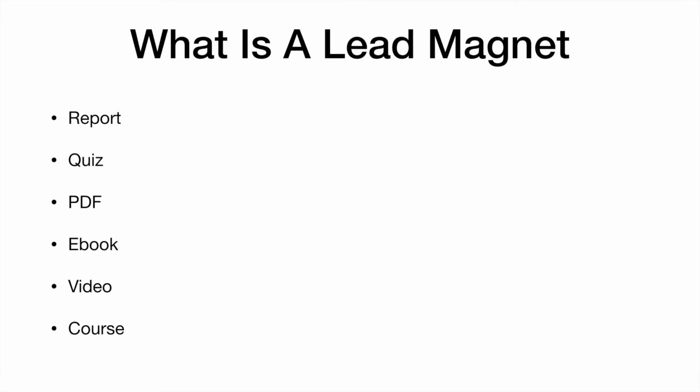A lead magnet can be a report, a quiz, a PDF, an ebook, a video, a course, a checklist, any and everything that is content that people can consume and would like to consume. And what you do is you offer this on a landing page, and you can use a landing page creator like Unbounce or a WordPress theme, and you can then provide people with the opportunity of downloading this information or using it in exchange for their email address.